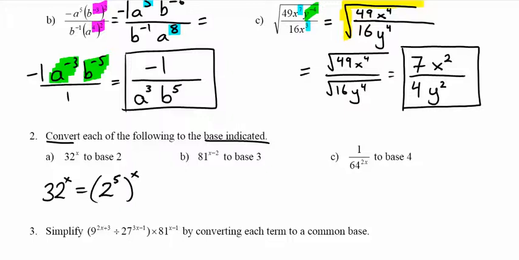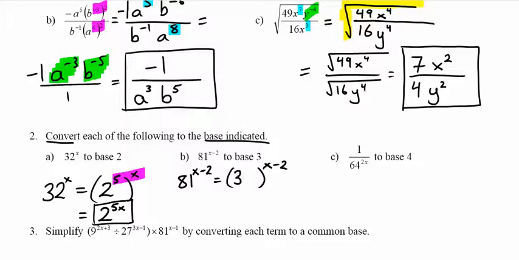And now I can use the power law to combine those two exponents. Multiplying 5 and x, I get 2 to the power of 5x. Okay, so 32 to the power of x is the same as 2 to the power of 5x. I can do the same thing for 81. Because 81 is a power of 3, I can change the 81 into some power of 3. So I'm going to write that as 3 to the power of 4.